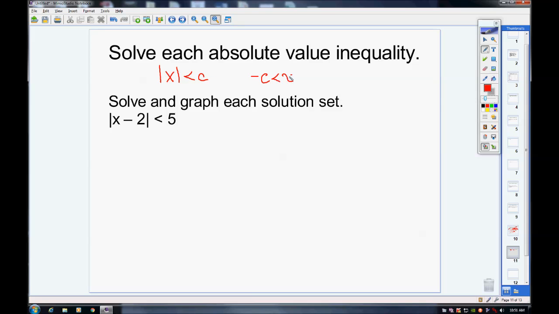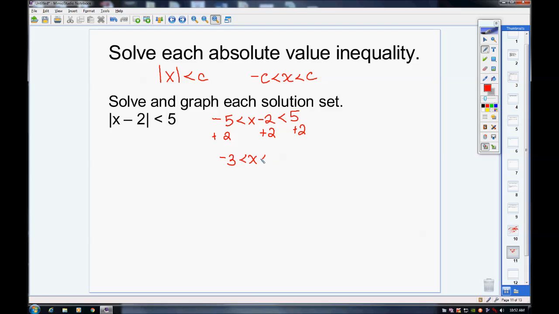In this case, c is 5, so it's -5 is less than x minus 2. Notice the x minus 2 is in x's place, so when the x is here, I'm going to write x minus 2. Then I have to do less than again, and I'm going to put my +5. Now I have a compound inequality, which we worked on yesterday. I'm just going to solve by getting x by itself in the middle. So it's -3 is less than x is less than 7.